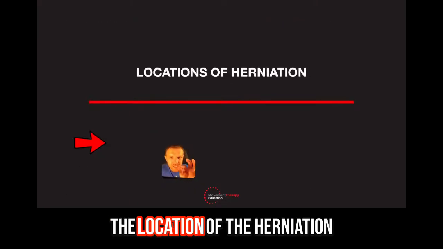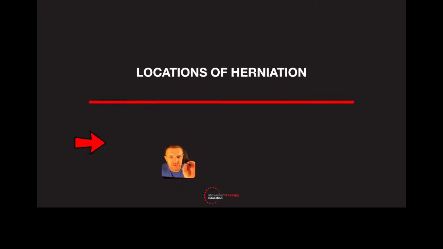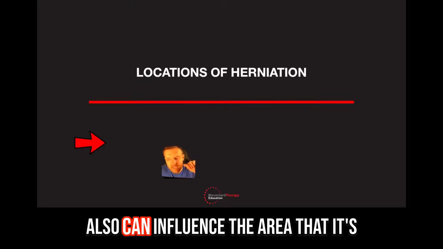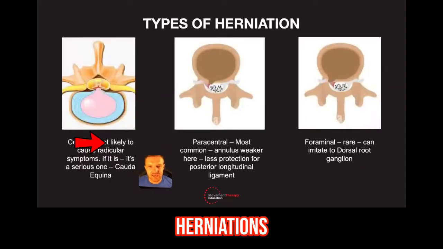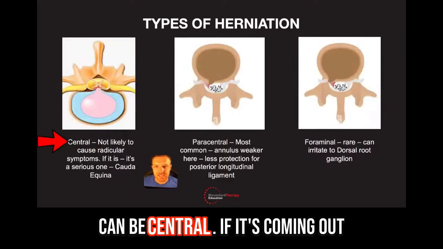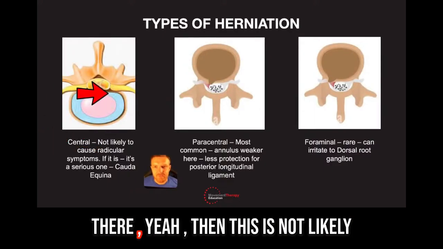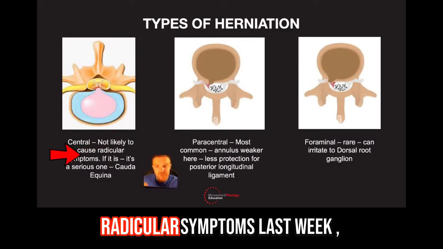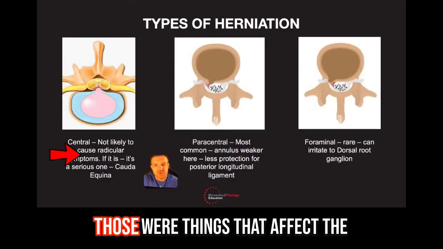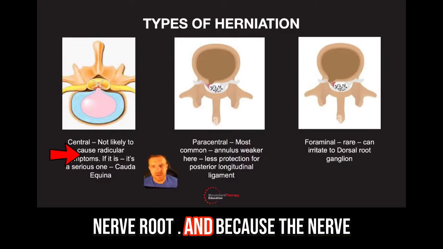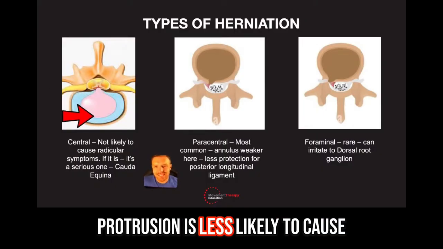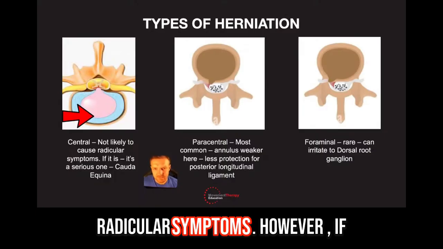So the location of the herniation, the name that it's given depends on where it's come out, and that also can influence the area that it's affecting. The locations of the herniations can be central. If it's coming out there, then this is not likely to cause radicular symptoms. Remember when we looked at radicular symptoms last week? Those were things that affect the nerve root. And because the nerve roots are either side, a central protrusion is less likely to cause radicular symptoms.